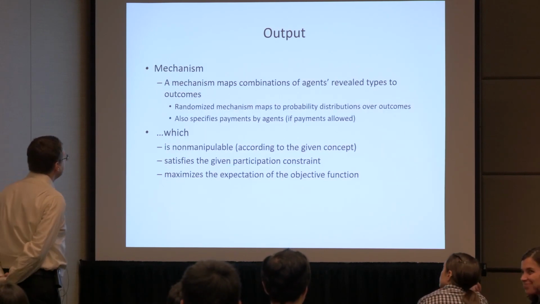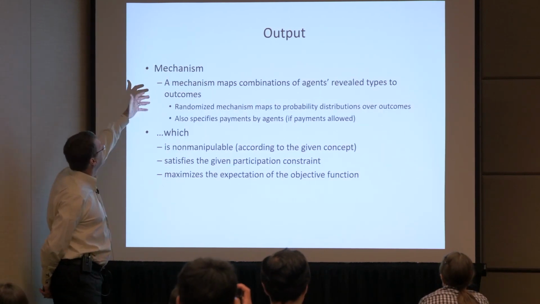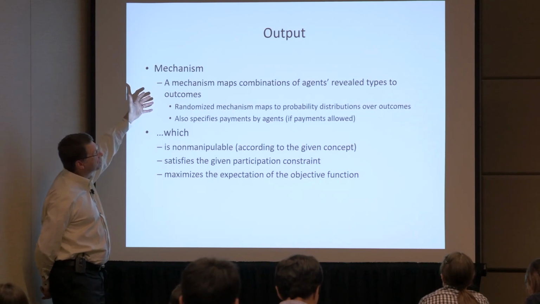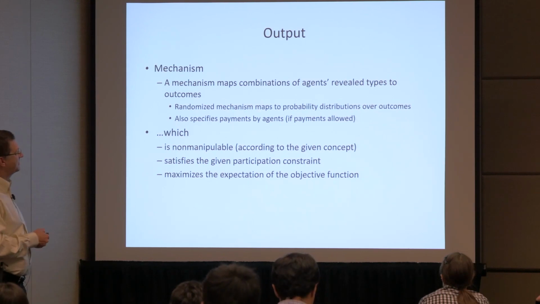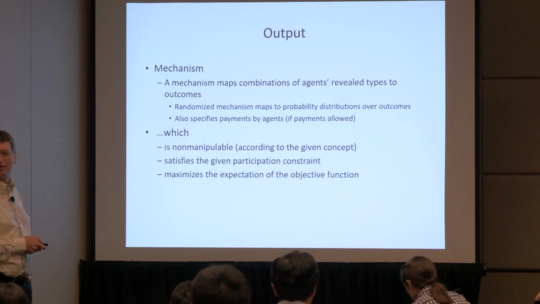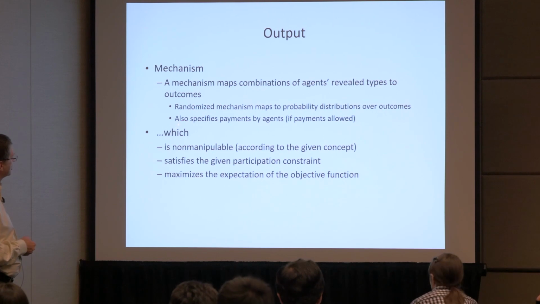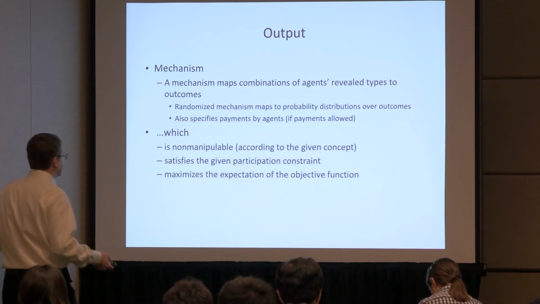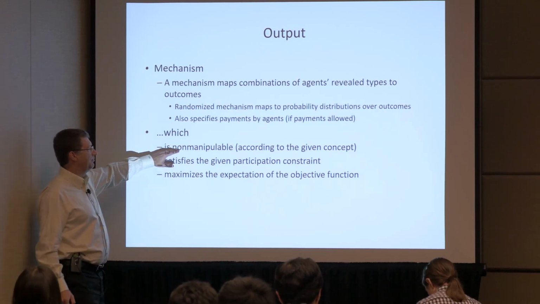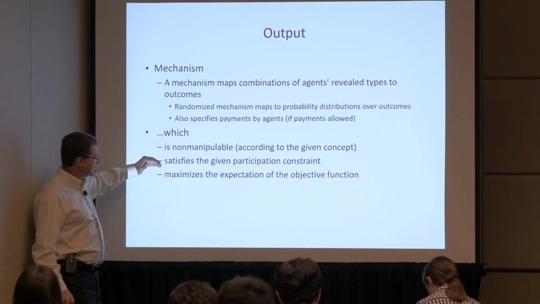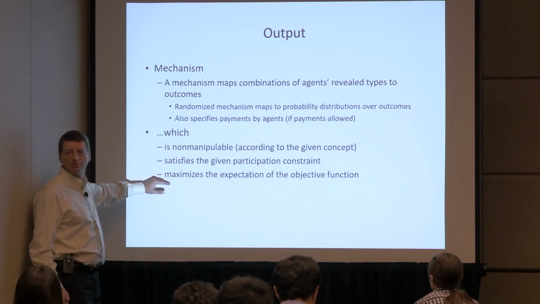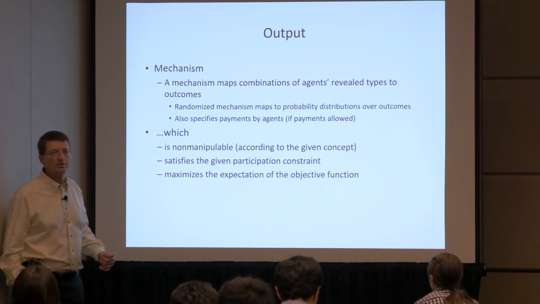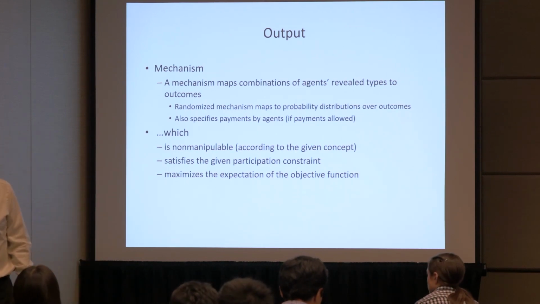Output. What's an output of the mechanism design? It's a mechanism which maps combinations of agents' revealed types to outcomes, and randomized mechanisms map to probability distributions over outcomes. It also specifies payments by the agents if payments are allowed. And it has the following properties. It's non-manipulable according to the given concept, satisfies the given participation constraint, and maximizes the expectation of the objective to the extent possible. Any questions on this so far?